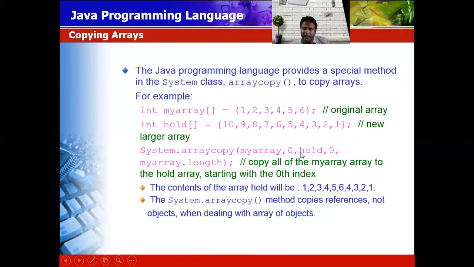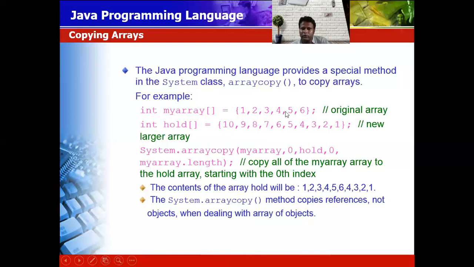So I am writing here System.arraycopy method. I define source array name my array. Then from which position do you have to copy? So from 0 position I want to copy. Okay, where you have to paste it, in which destination? So I have to paste in the hold array. Which position? Not 0 position. So I copy the elements from this position, store in the hold array, up to length, my array dot length.